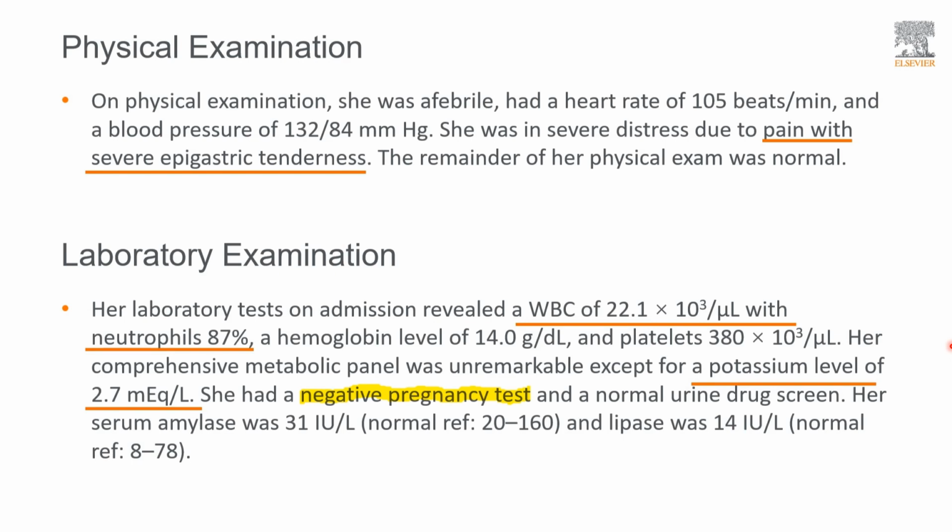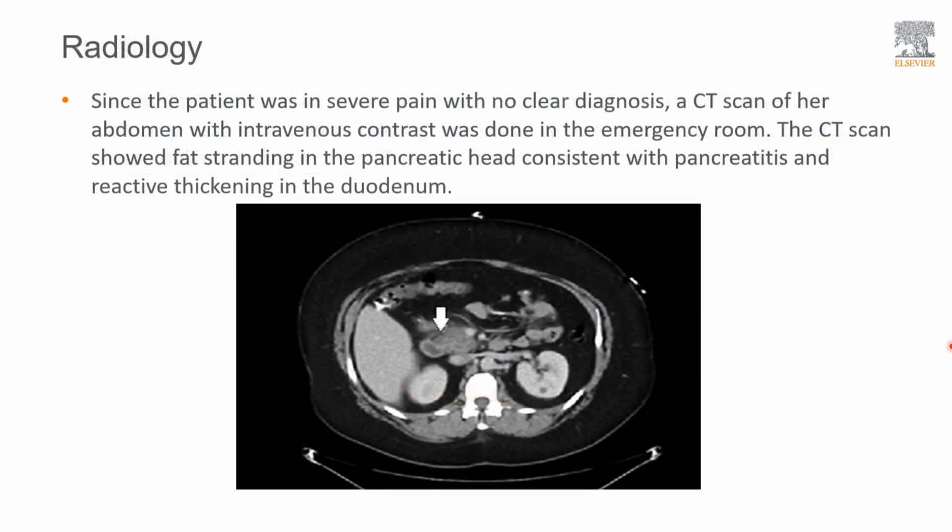Her laboratory tests on admission revealed an elevation of WBC and neutrophils, and a decreased potassium level. The serum amylase and lipase showed normal values. Since the patient was in severe pain with no clear diagnosis, a CT scan of her abdomen with intravenous contrast was done in the emergency room. The CT scan showed fat stranding in the pancreatic head, consistent with pancreatitis, and active thickening in the duodenum.